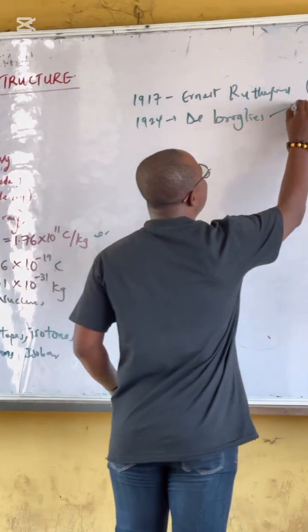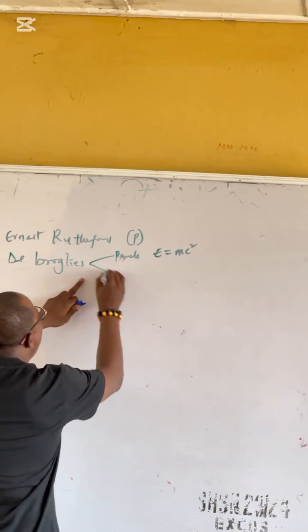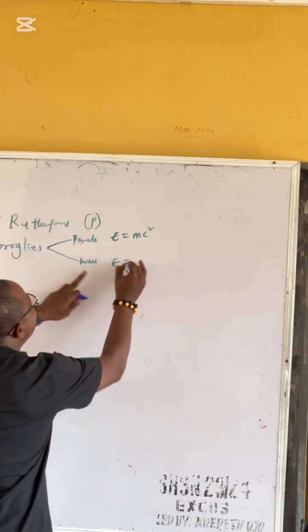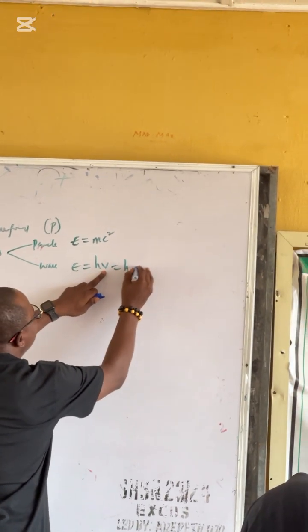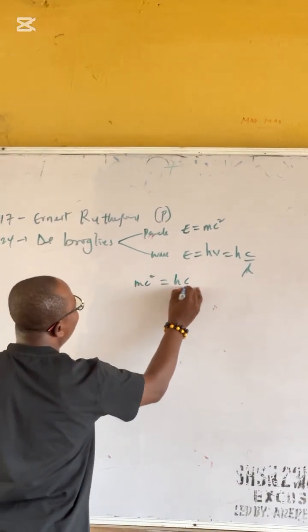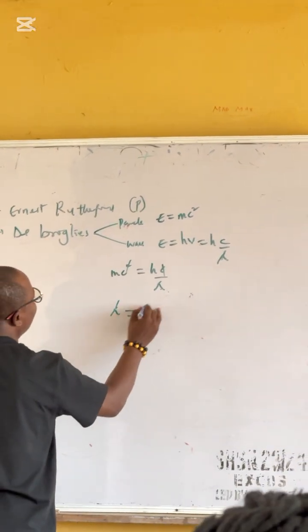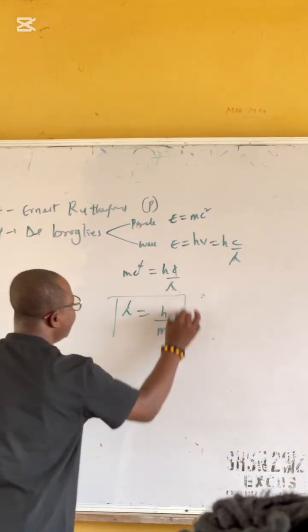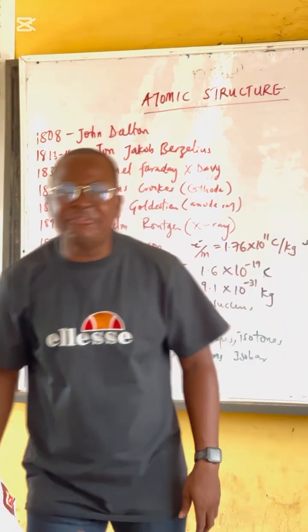As a particle, when the electron is behaving as a particle, he said that the energy is equal to mc squared. But when it's behaving as a wave, the energy is equal to hv, where v is frequency. We can say v is c over wavelength. By equating these, mc squared is equal to hc over wavelength. This cancels one of the c's. We can say wavelength is equal to h over mc. Am I right? Yes. This wavelength is called the de Broglie wavelength.